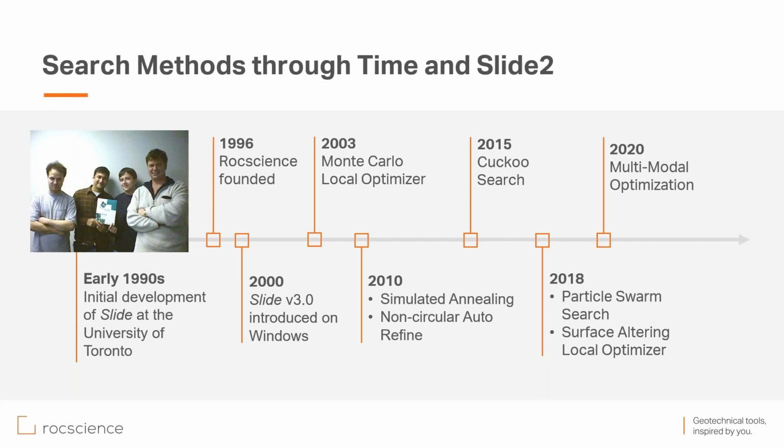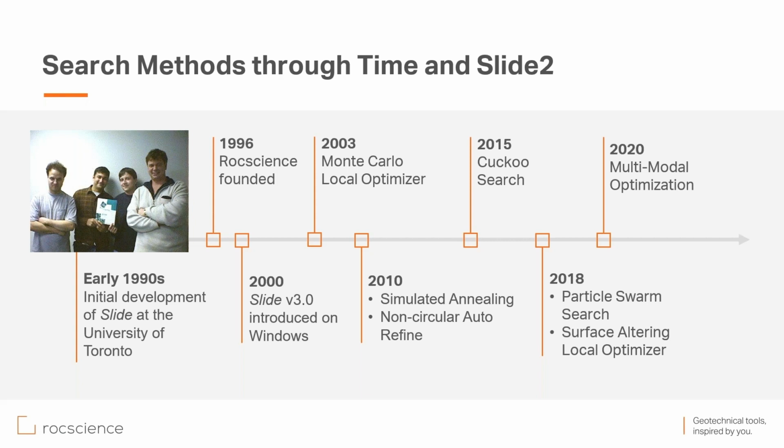And at the same time, we improved our circular searching as well. We realized that the simple grid search lacked the power that we needed for hunting for the true circular surface. And then in 2015, we introduced the cuckoo search, which once again improved our ability to hunt for the true global minimum failure surface.